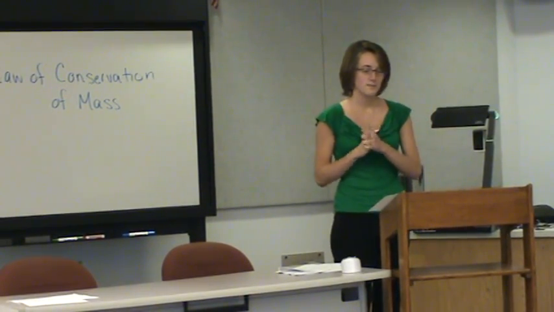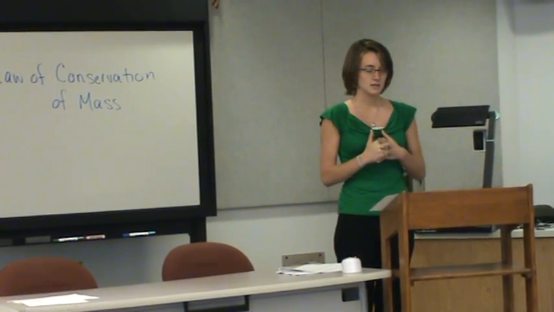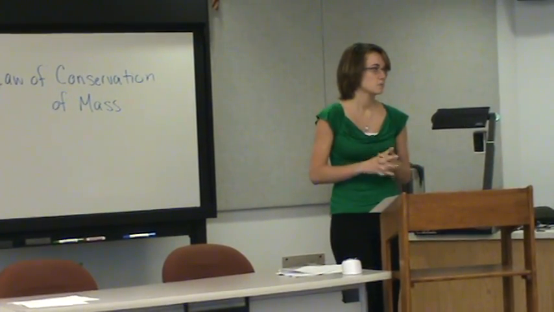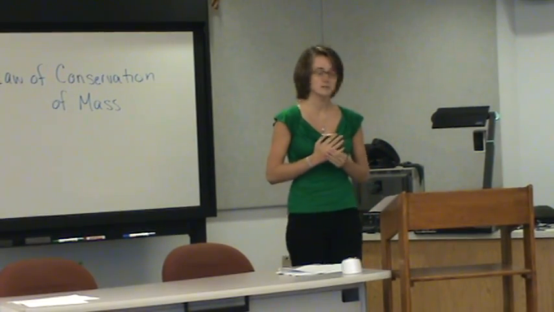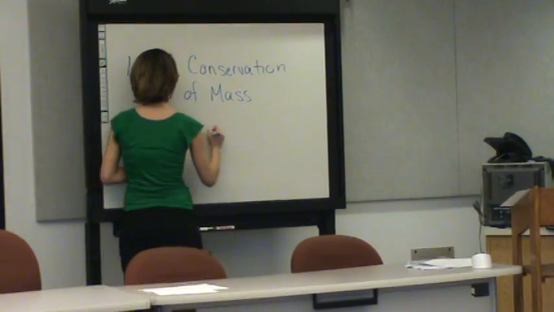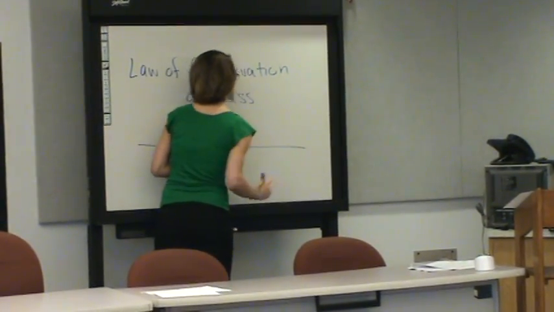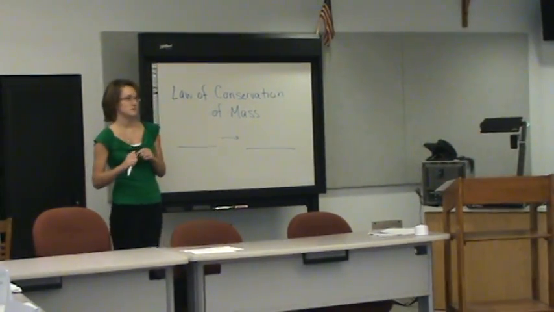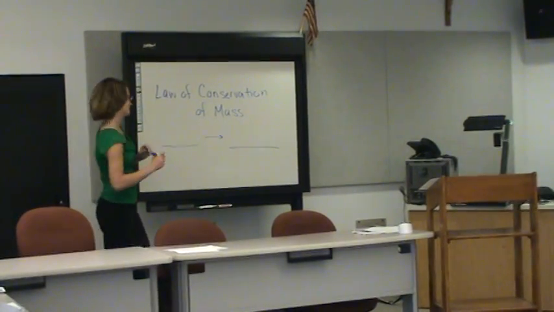And as a little recap of yesterday, can someone tell me what a general chemical equation looks like? Where do we put our reactants? Where do we put our products? So if we have our chemical reaction here, the little arrow in the middle, where do we put the reactants? Sarah? Reactants are on the left. Very good, thank you.